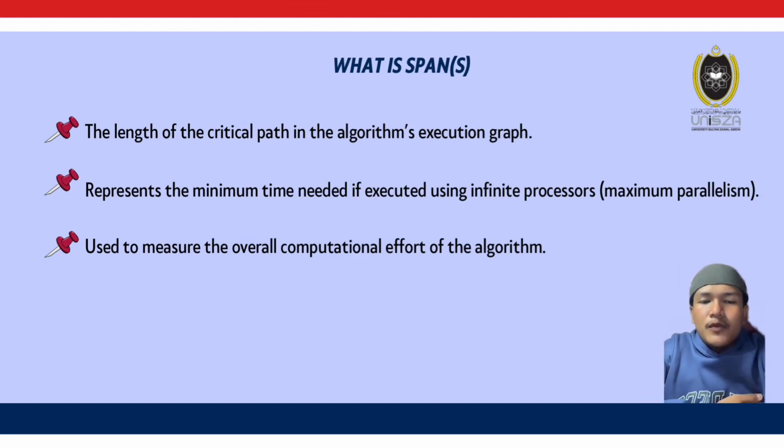So let's jump to the span on parallel merge sort. So what is span on parallel merge sort? It's the length of the critical path in the algorithm's execution graph. It represents the minimum time needed if executed using infinite processors. So basically, span is the length of the critical path, the longest chain of dependent steps, and it shows the minimum time needed if you had infinite processors. Basically, it's the best case parallel time.